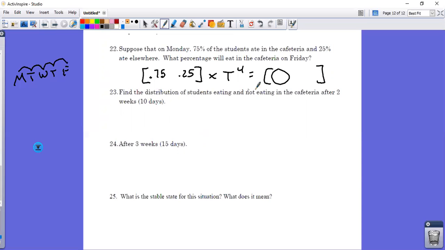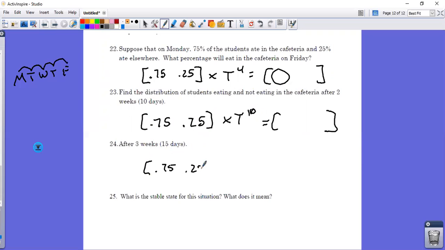Find the distribution of students eating and not eating in the cafeteria after 10 days. So if we start out, it doesn't really say to start out with that, but it's assuming after 10 days, what's going to happen, right? What about after 3 weeks? So 0.75, 0.25, 15 days, what's going on? And then what's the stable state?